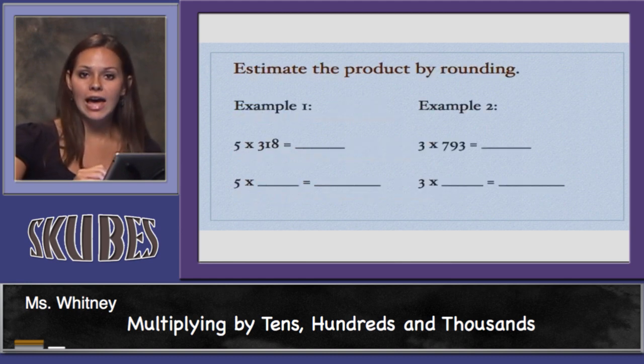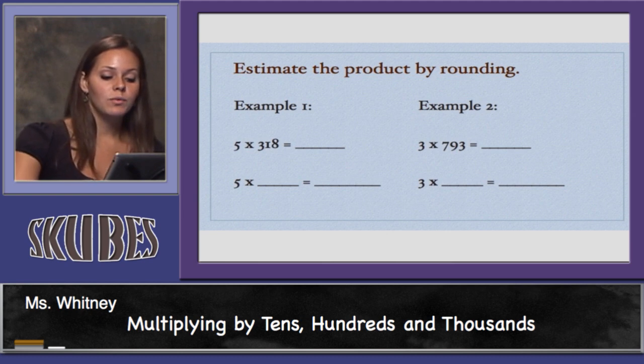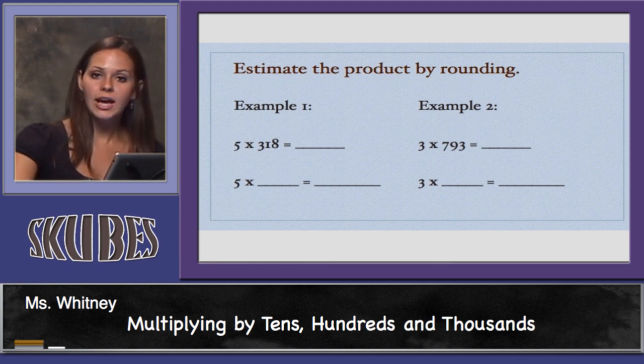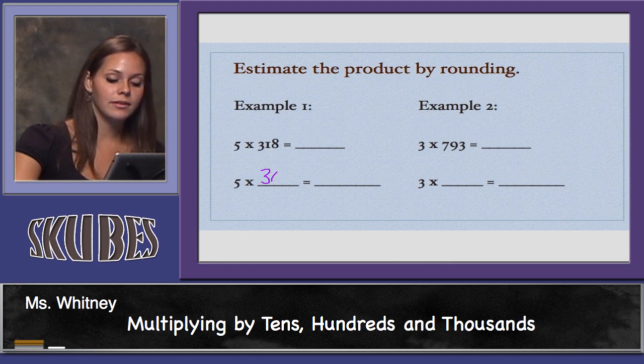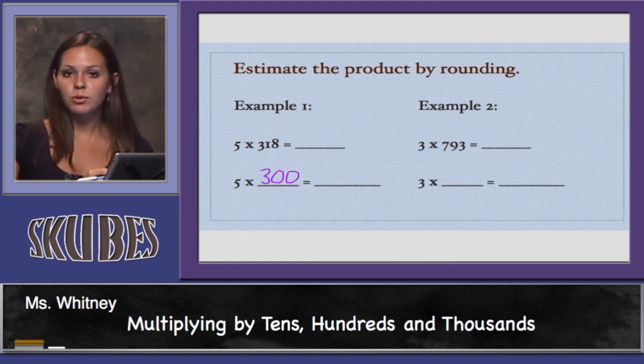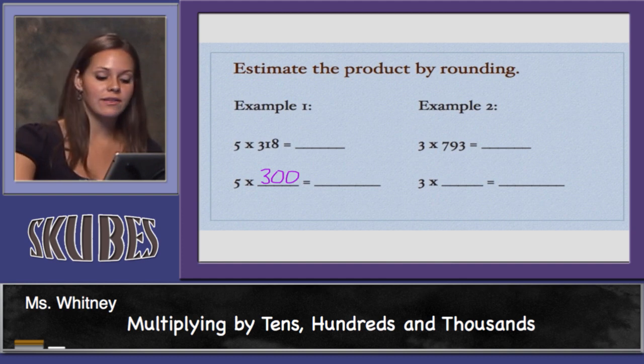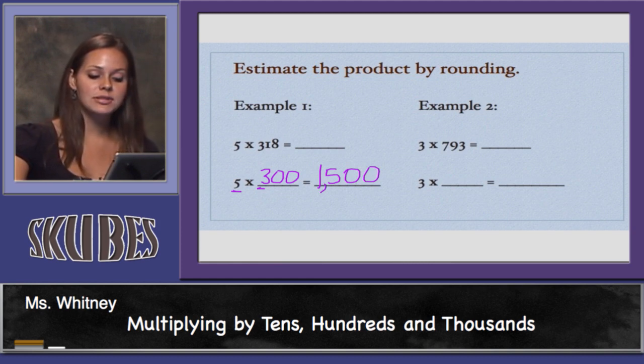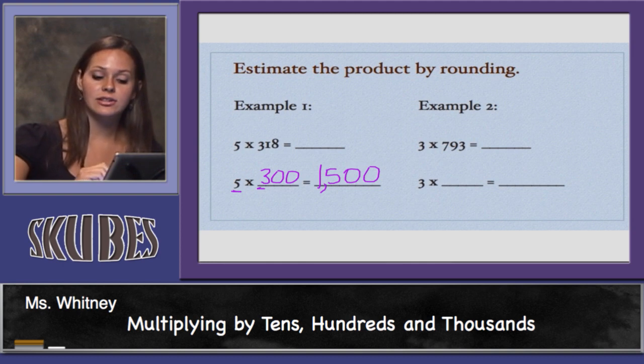Now you can use this strategy to help you estimate. We want to find 5 times 318. We want to find an estimate, an answer that is close. So let's round 318 to the closest hundred of 300. And now we can multiply. 5 times 300, I find my basic fact, 5 times 3, which is 15. And I add 2 zeros to the product. So 5 times 300 equals 1,500. So I know that 5 times 318 is close to this answer.